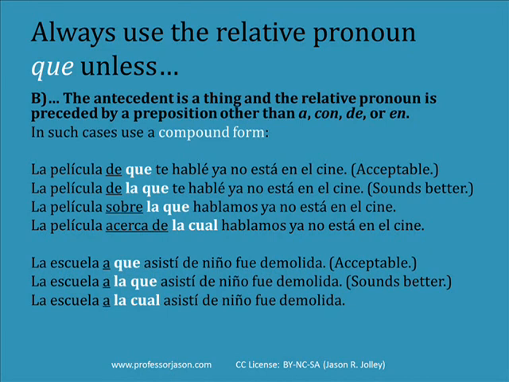La escuela a la que asistí de niño fue demolida, or la escuela a la cual asistí de niño fue demolida. In each of the cases, in both sets of examples, I've sort of on purpose arranged them to flow down to what I think is the best sounding form.